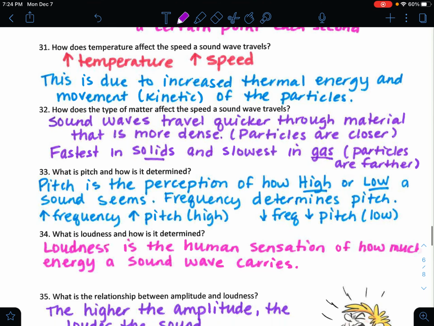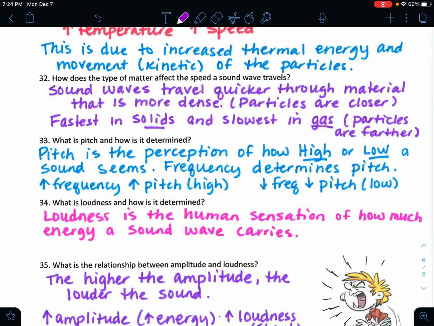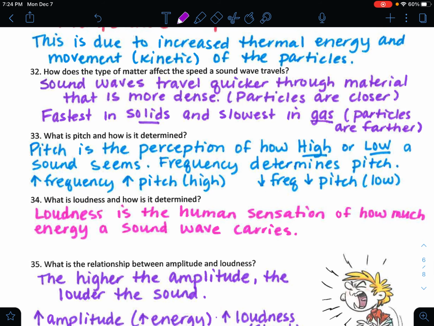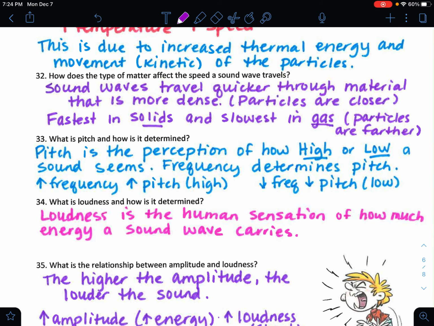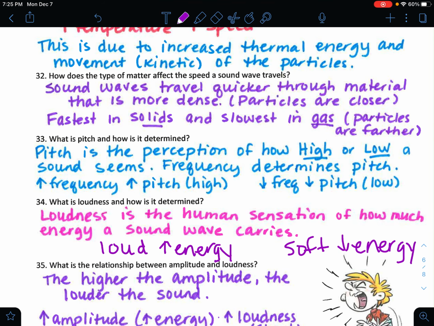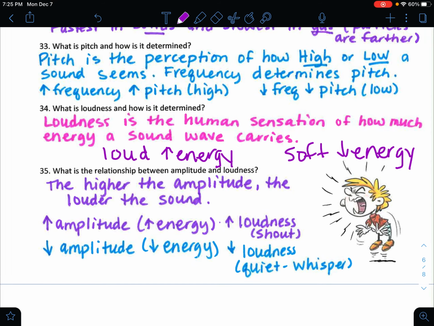Okay, so what is loudness and how is it determined? Loudness is a human sensation of how much energy a sound wave carries. So the words that we're going to put here: if it's going to be loud, it's going to have increased energy. Remember, we wrote this in our margin. And if it's going to be soft, we're going to have decreased energy, just like a whisper.